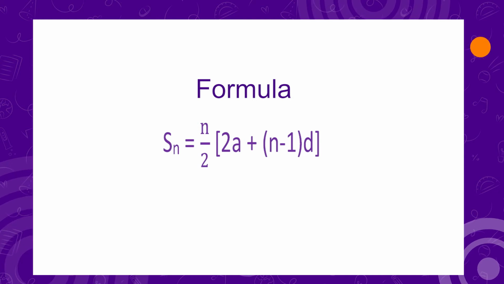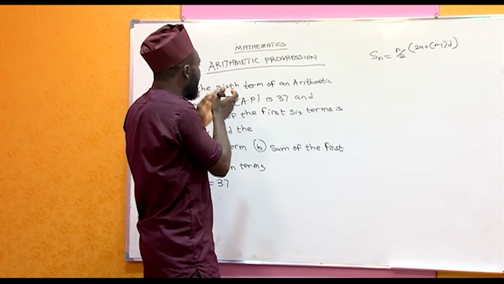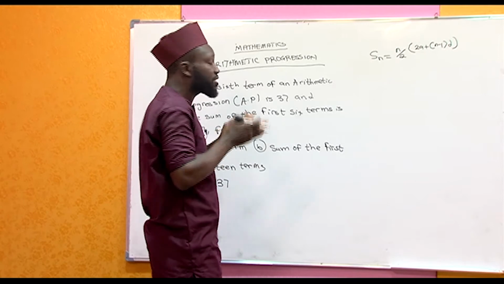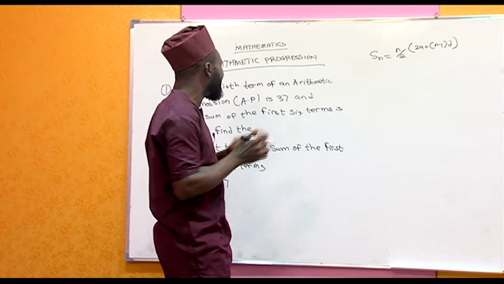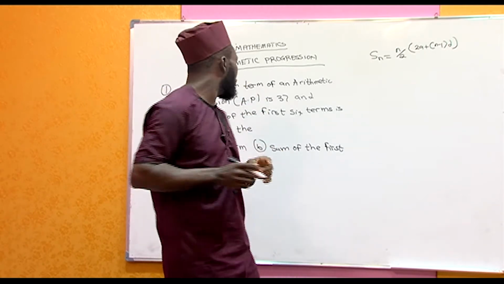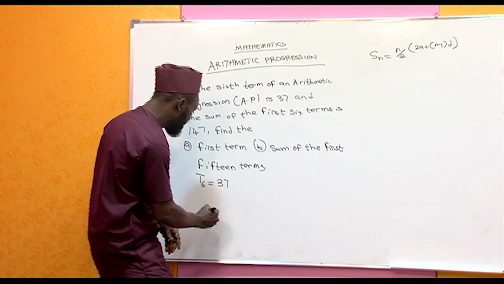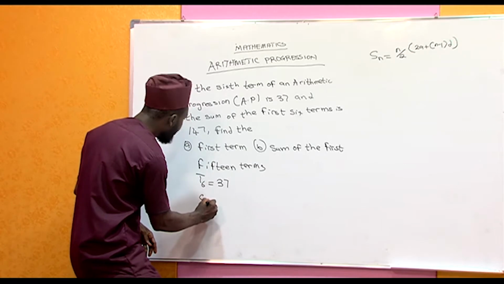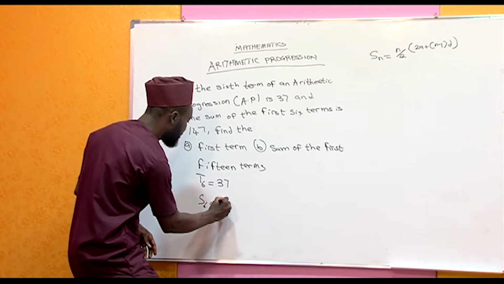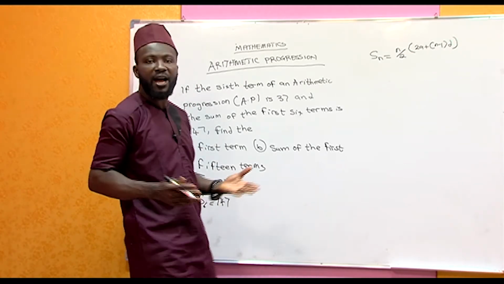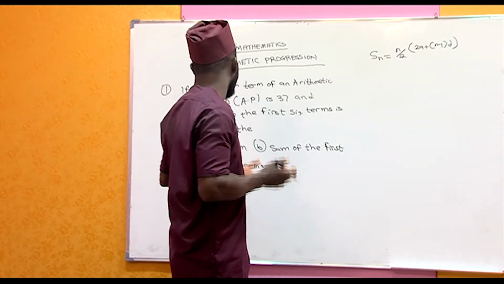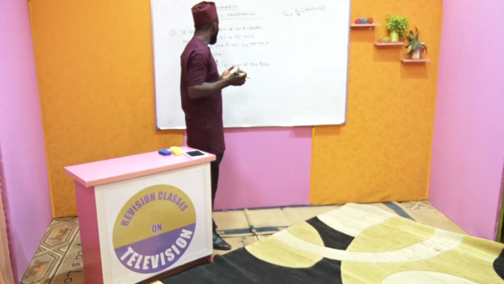Now, we use this formula to calculate the sum of n terms. In this case, we are given that the sixth term of an arithmetic progression, which is also known as AP, is 37, and the sum of the first six terms is 147, which means my S6 is equal to 147. Now we are asked to calculate the first term. And the first term, we know it to be a.